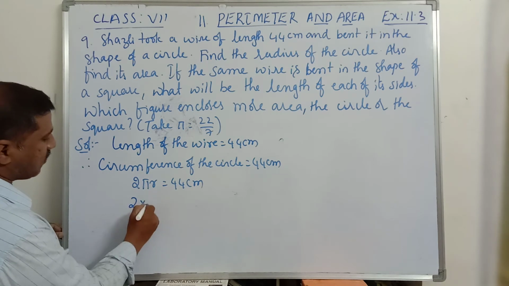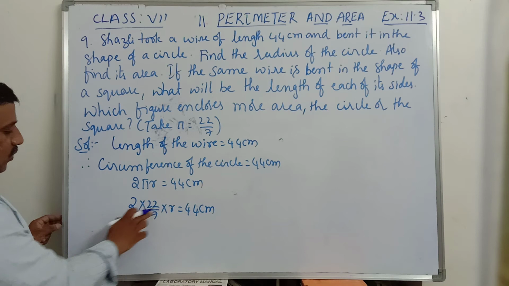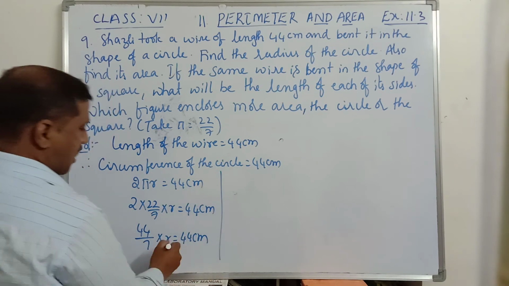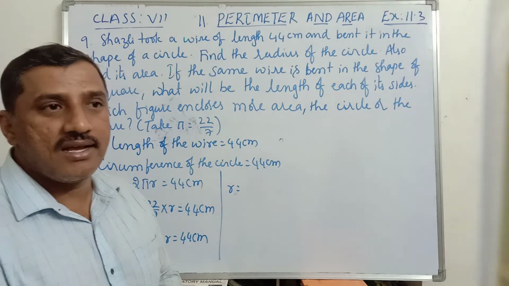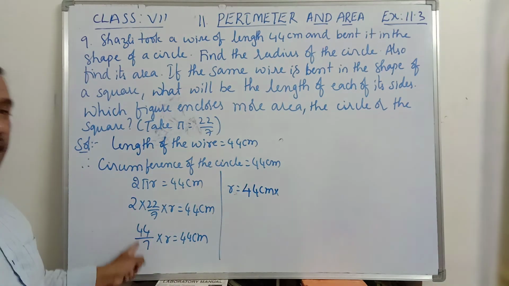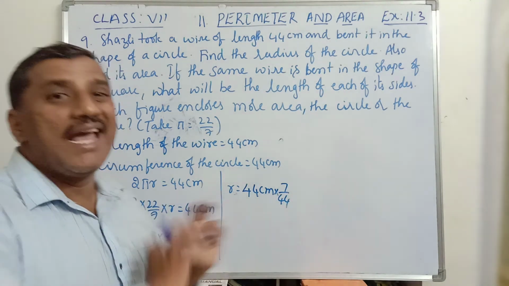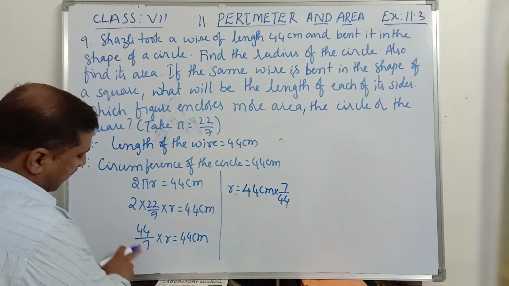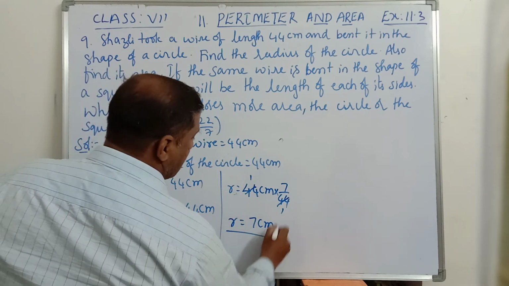Now 2 into pi, which is 22 by 7, into r equals 44 centimeters. Multiplying 2 into 22 gives 44. So 44 by 7 into r equals 44 centimeters. We want to find the radius r, so we need to transpose 44 by 7. Here it is multiplying, therefore it divides. How do we divide with a fraction? We multiply by the reciprocal of that fraction. The reciprocal of 44 by 7 is 7 by 44. The 44s cancel. Now r equals 7 centimeters. That is the radius we found.